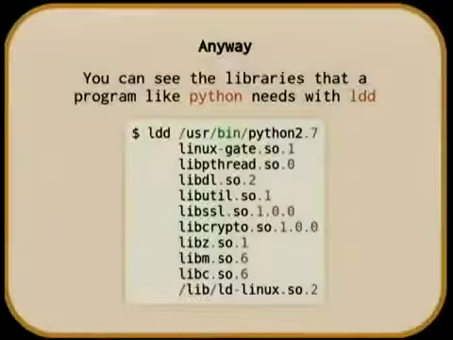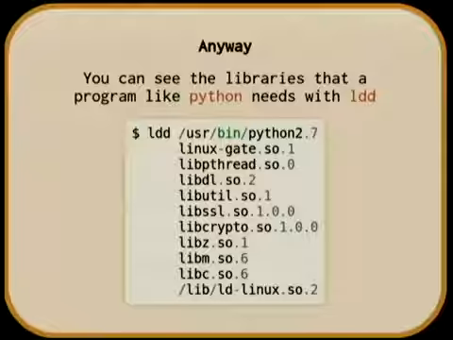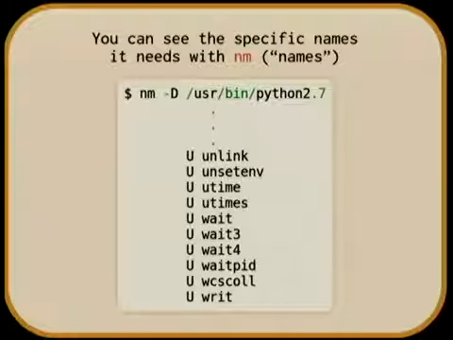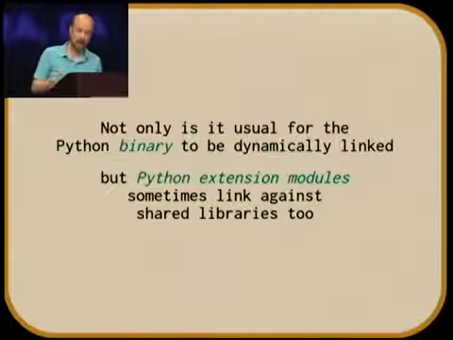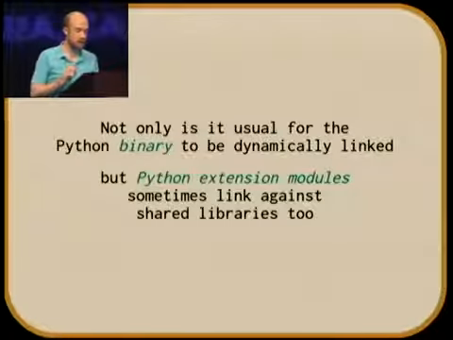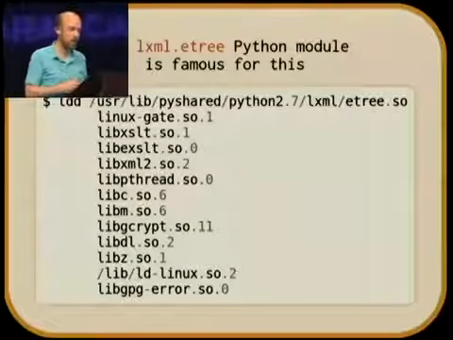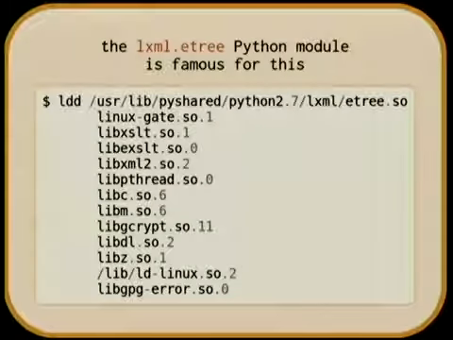So anyway, you can see, if you're ever curious, the libraries that a program like Python needs with a command on your system called ldd. It will list them out. You can see the specific names it needs with nm, that same command. Though if you want to see what names it needs at runtime dynamically, you have to give the -d dynamic option. Now, not only is it usual for the Python binary to be dynamically linked, but Python extension modules sometimes link against shared libraries too. The lxml etree Python module is quite famous for this.